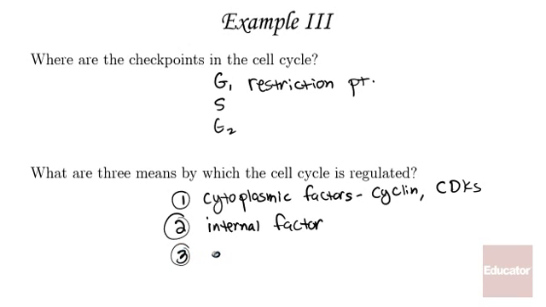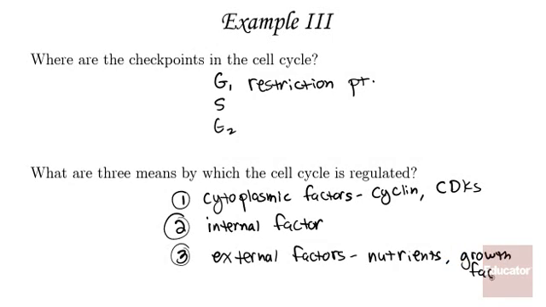The third type of factors is external factors. External factors include things like nutrients or growth factors, the presence of growth factors. Remember that there are also ways in which the cell cycle can be stopped. It can be stopped by contact inhibition when things become too crowded. It can also be stopped by anchorage dependence. So if there's nothing for the cell to hold on to, there's no substrate, it won't continue to divide.